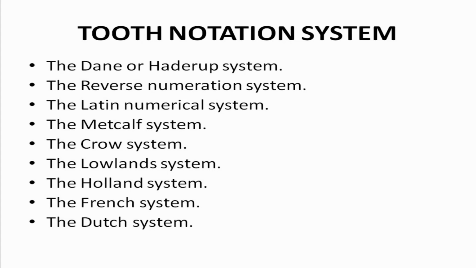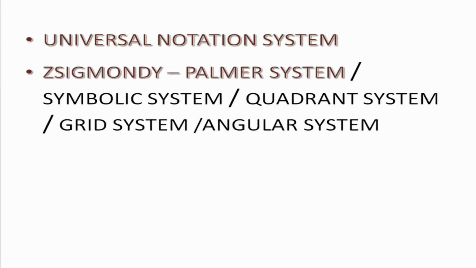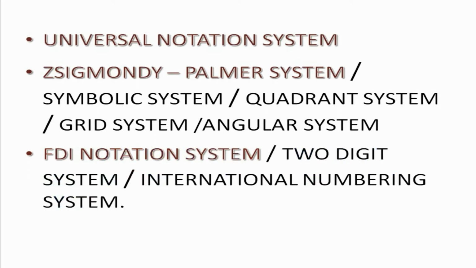Recently we have three notations: the universal notation system, the Sigmoid system, and the FDA notation system. The Sigmoid system is also known as the symbolic system, quadrant system, grid system, or angular system. The FDA notation system is also known as the two-digit system or international numbering system. So in this video I am focusing on these three tooth notation systems. Before going to the details, I would like to talk about quadrants.